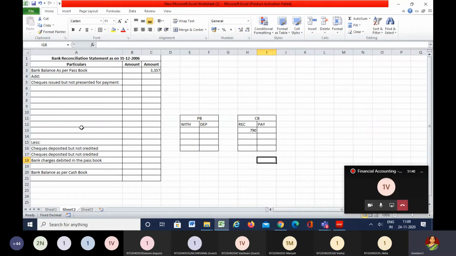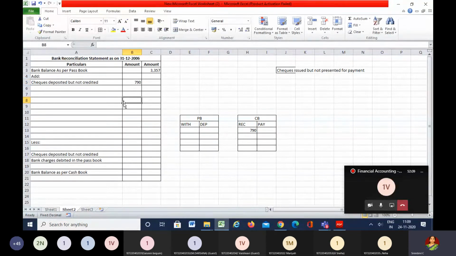Now you can see, this is the information of the previous problem, isn't it? I don't require this here, so I'm just keeping it aside. Remove it from there. So what is it we need to add? We have to add this because the check was deposited but not credited, and the amount over here. Is it clear?